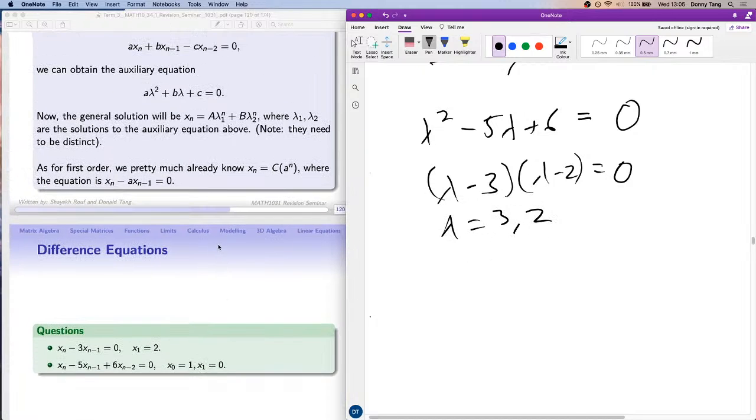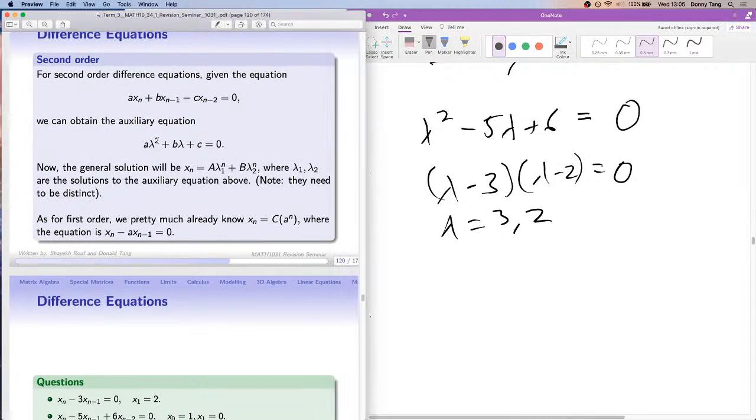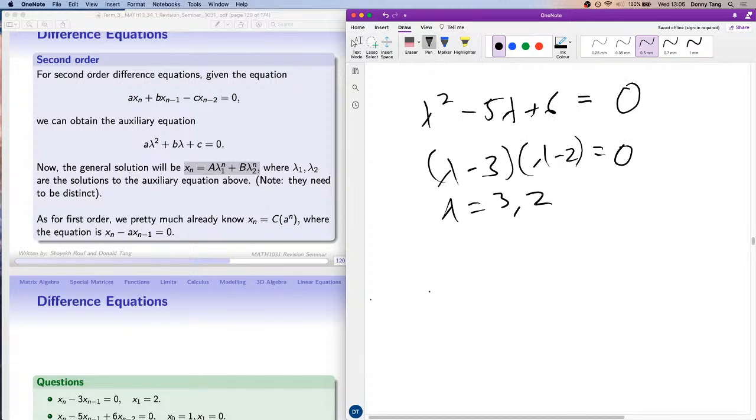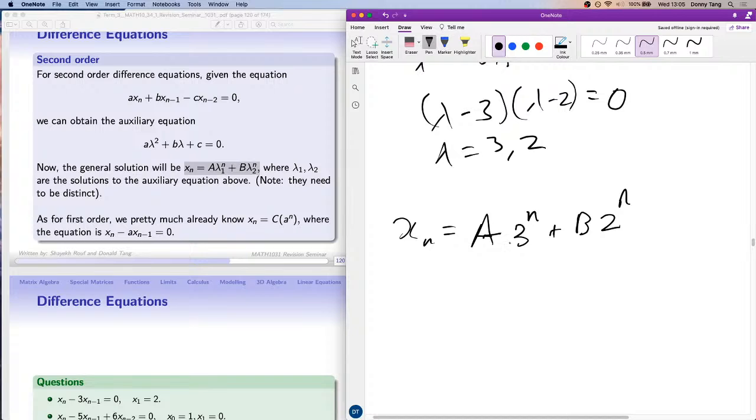And what we're going to do now is go to our general solution here and sub it in. So x(n) equals a times 3 to the power of n plus b times 2 to the power of n. And that's our solution, okay?